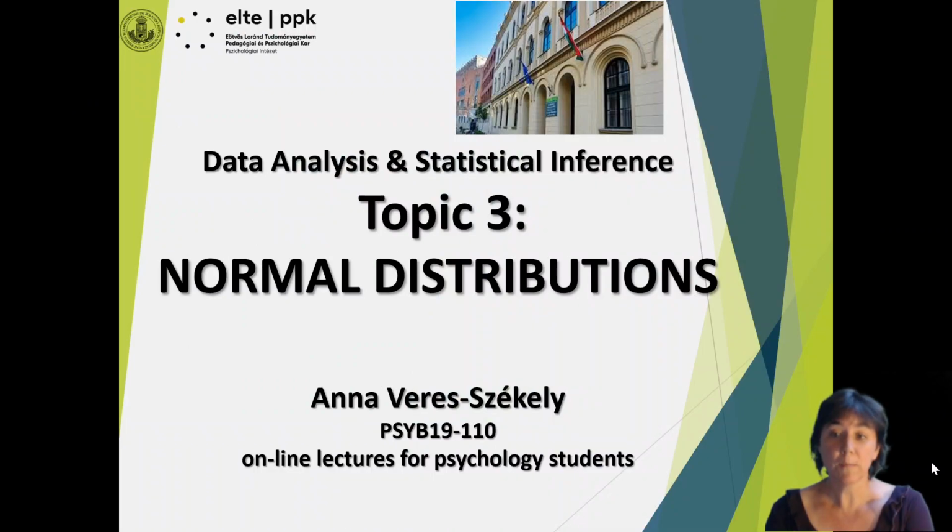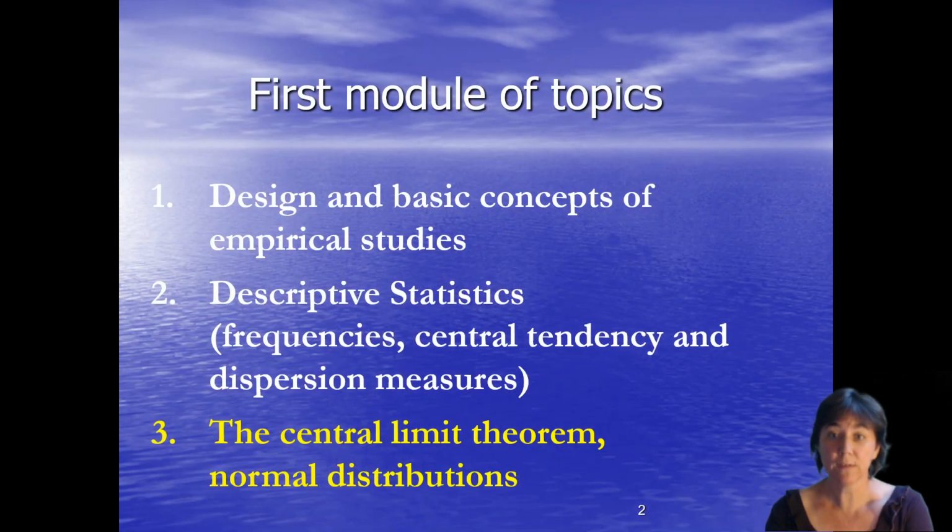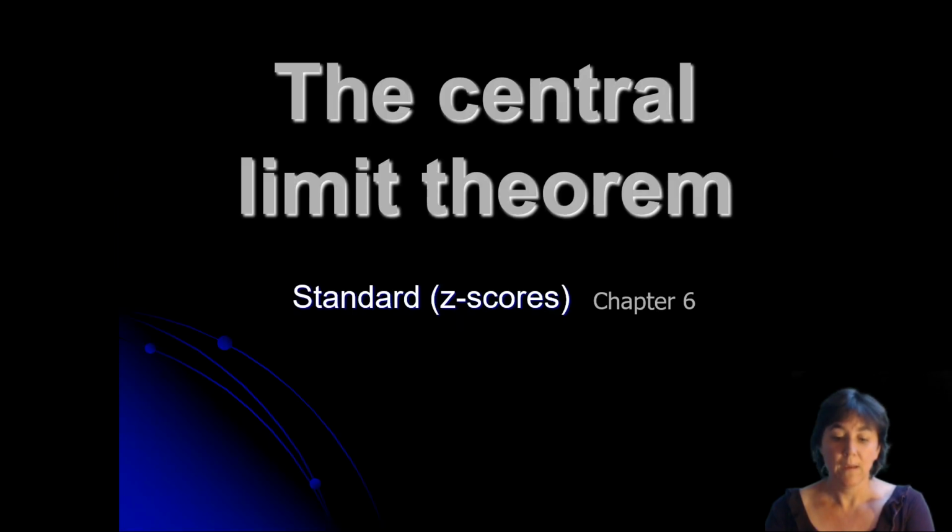Today, we will talk about our last big topic for the first module of topics, the central limit theorem and normal distributions. Standard z-scores, which is our first subtopic under this title, can be found in chapter 6 in the minimum book.